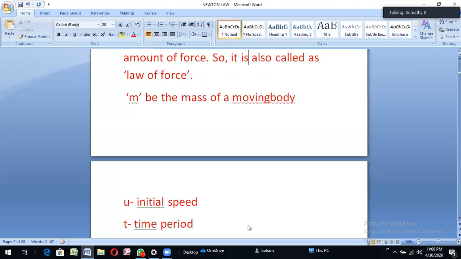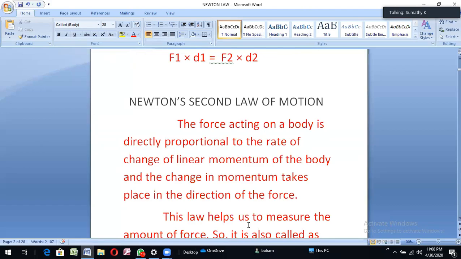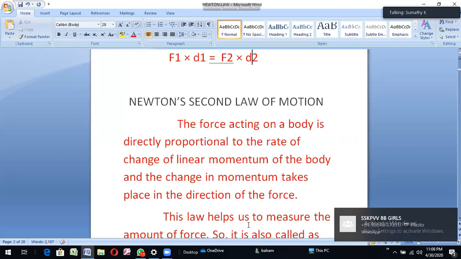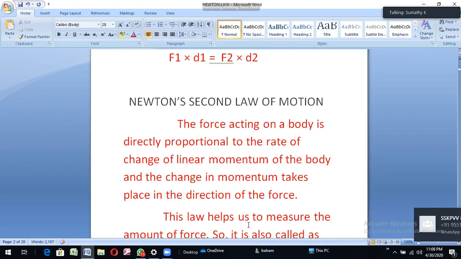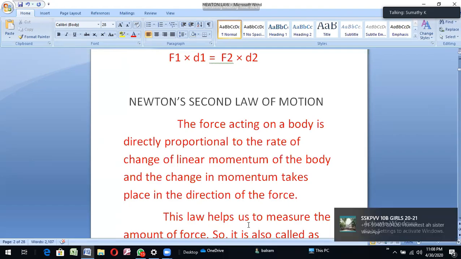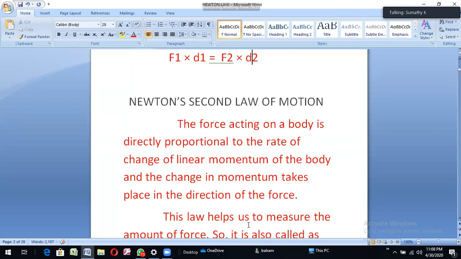The first law, you already know, is very easy. There are so many things around us, but they will not move. If we give a push or pull, any force on them, only then will they move. That is the first law. Newton's second law: the force acting on the body is directly proportional to the rate of change of linear momentum of the body, and the change in momentum takes place in the direction of the force.